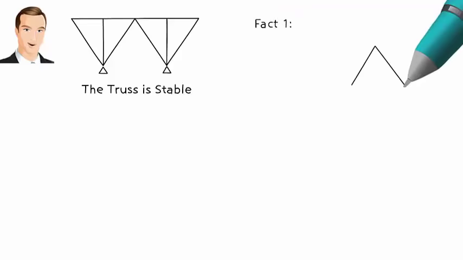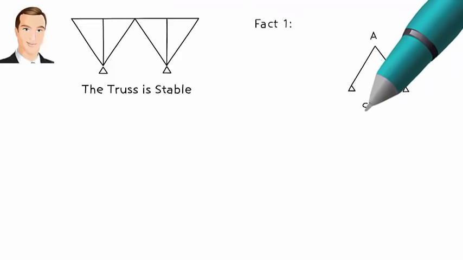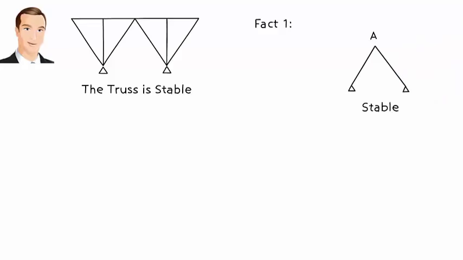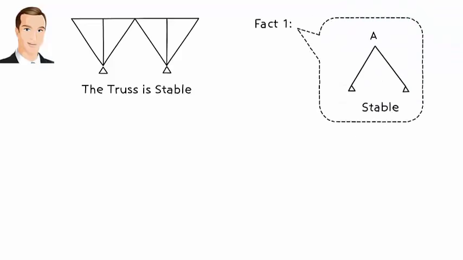Here is the proof. First, let's introduce a couple of facts. Fact 1. This truss configuration is stable. Why? Because the two pin connections make it externally stable. And the A-shaped configuration of the two truss members ensures that the force equilibrium equations for joint A are satisfied regardless of the direction of the applied load.